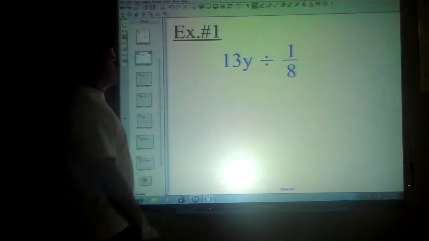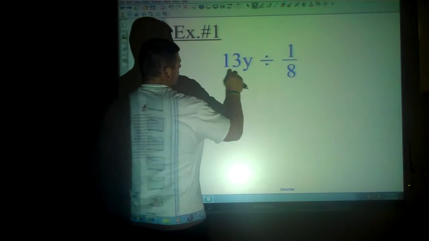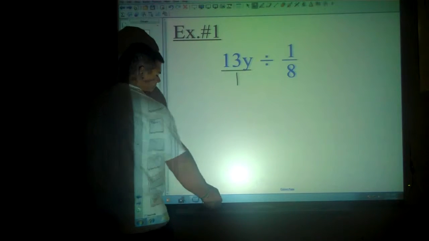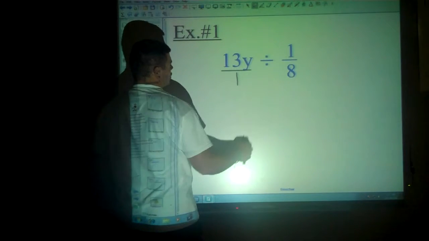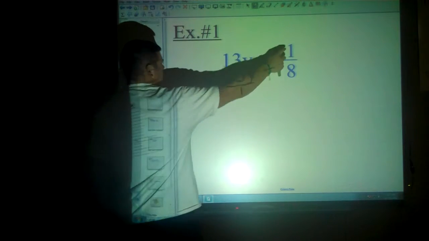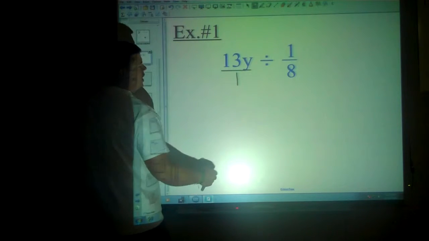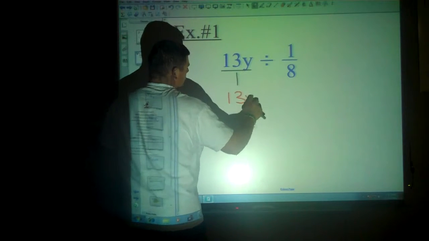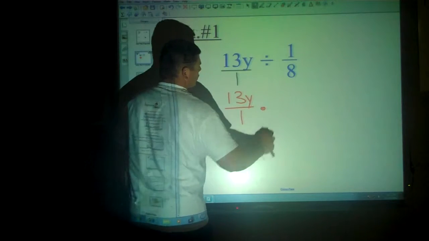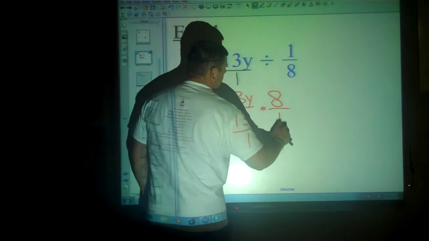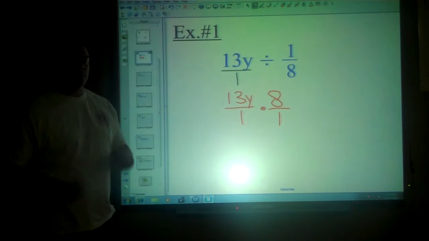So our first example says 13y divided by 1/8. We should write this one as a fraction. And our practice was to change division into multiplication as long as we were willing to flip the reciprocal of the second value. 13y over 1 is now being multiplied by 8 over 1. And fractions multiply straight across.